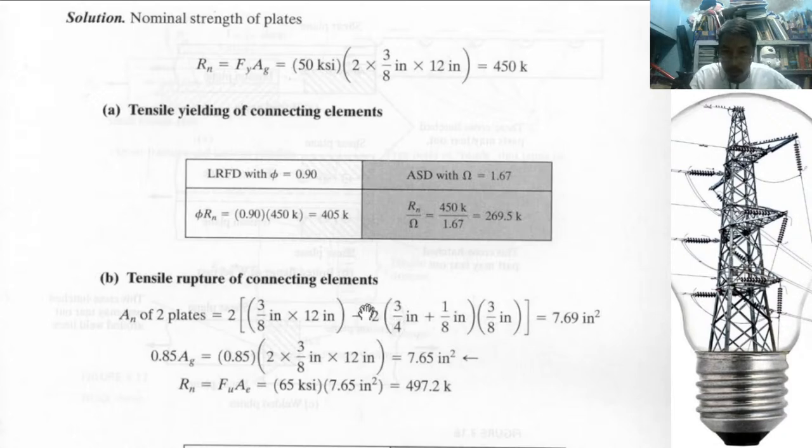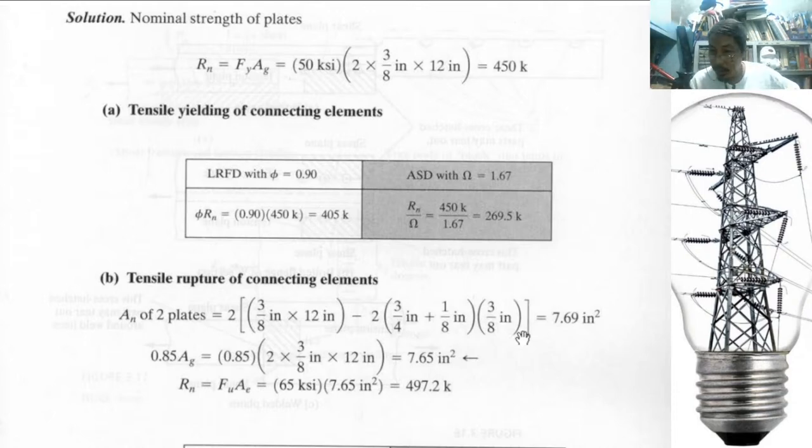We have 2 from the top plate and 2 from the bottom plate. So there are 2 bolts, therefore 2 bolt holes. But we have 2 plates, so we again multiply by 2. So 2 times 2, there are actually 4 bolt holes, times the thickness, therefore we have the net area.